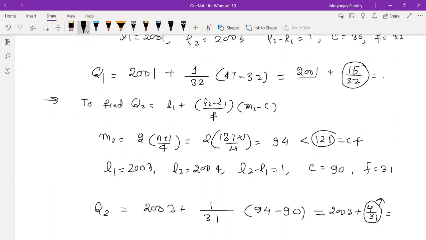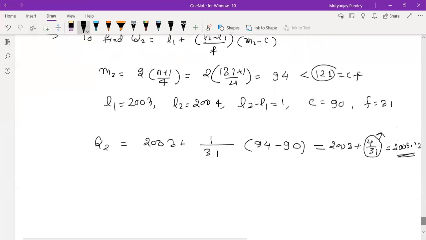Okay, yes, tell me what is the value of Q1? 15 upon 32. First of all, calculate 15 upon 32. What is the numerical value? 0.46. Your final answer is 2001.46. Here calculate 4 upon 31. What is the value? Tell me 4 upon 31. 0.12. So 2003.12. Understood? And this Q2 is also called the median. If you calculate the median of this question, this same answer will come.